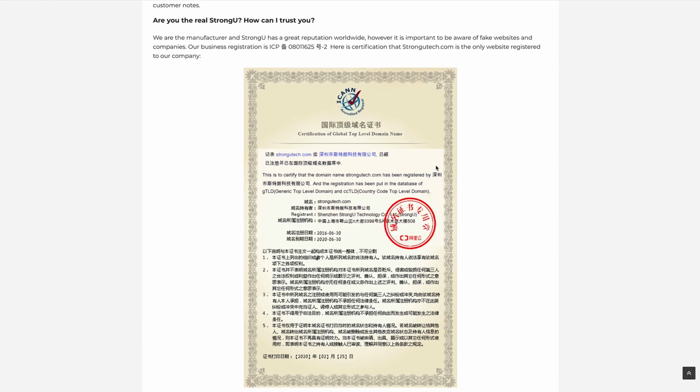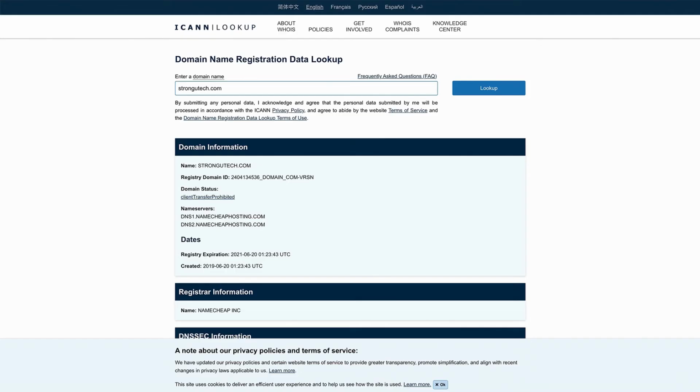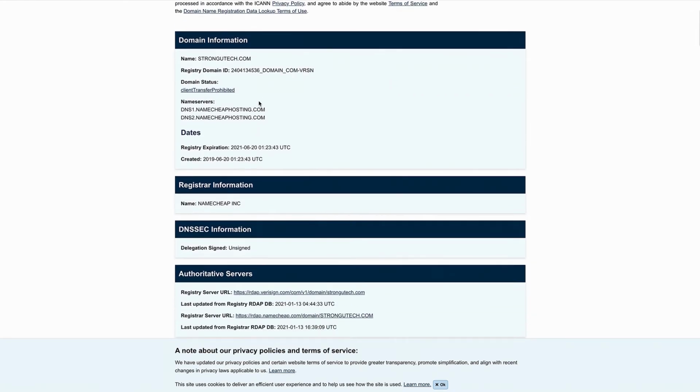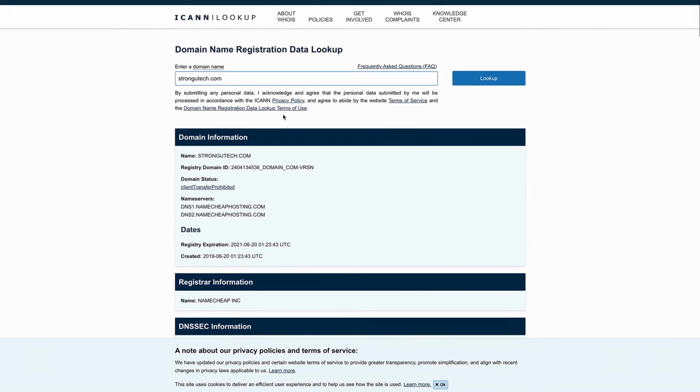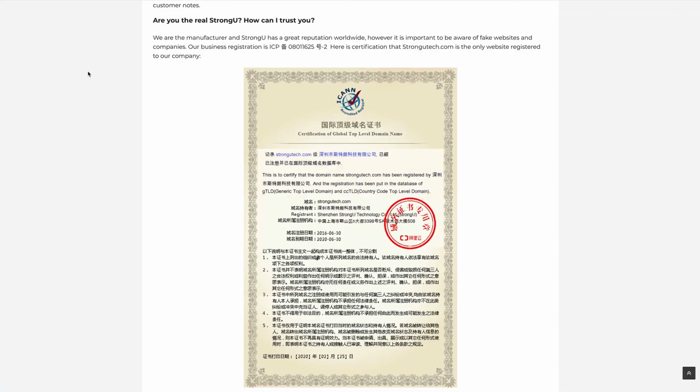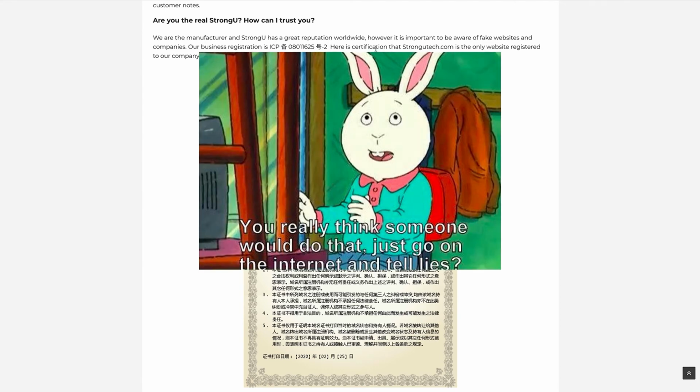Here's our very official looking Chinese certificate. Okay, I don't know Chinese characters, so I could not tell you if this is real or totally made up, but hey, there's ICANN. I recognize that stamp. It's an ICANN accredited registrar. Okay, so let's take a look at that. We look at the ICANN lookup and we search strongutech.com. Here's another big red flag. Okay, they are registered with Namecheap, namecheaphosting.com. Namecheap, as much as that sounds like a Chinese company, they're actually based in Phoenix. That's a US-based company. So this strongutech.com, I don't even think they're in China. I suspect these scammers are based in the US. I mean, they could be next door to you for all we know.